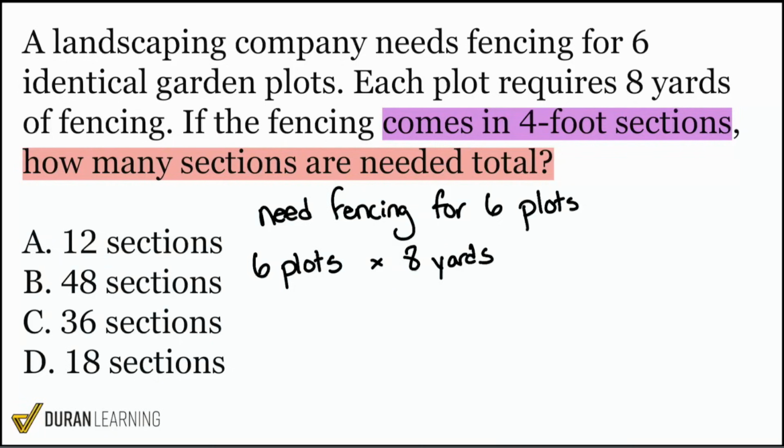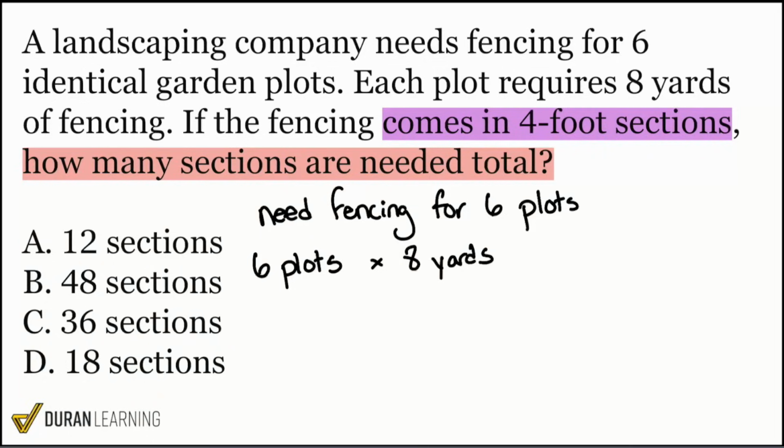So, everyone, check this out. We have the 6 plots, and each plot requires 8 yards, yada, yada, yada. But this here in purple is what's more important. The fencing comes in 4-foot sections. Everyone, what operation does it sound like we're trying to do if we're trying to see how many of those 4-foot sections fit into my property? What operation is that? When you're trying to see how many times one number can fit into another, that's division. Right on. Yes, absolutely.